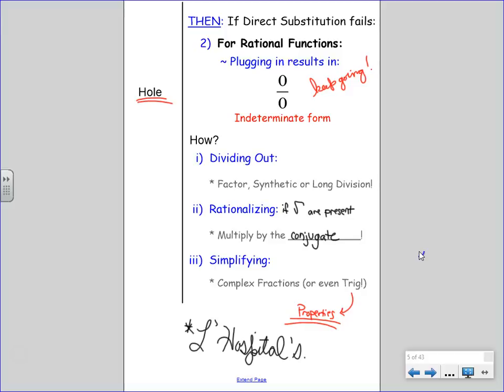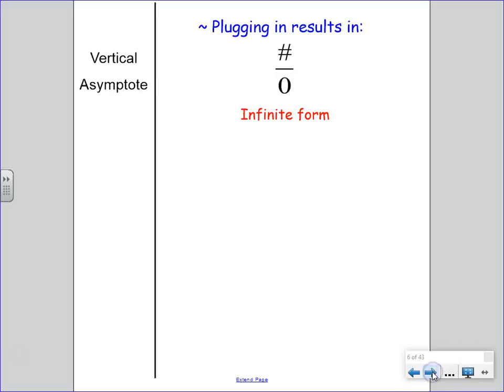L'Hopital's, remind me, when we use it, when we plug in and get indeterminate form, we're allowed to take the derivative of the top and the bottom separately and then plug in the limit again. True? What's going on if we plug in and get a number over 0? Going to infinity. However, does that mean the limit equals infinity? No, not necessarily.